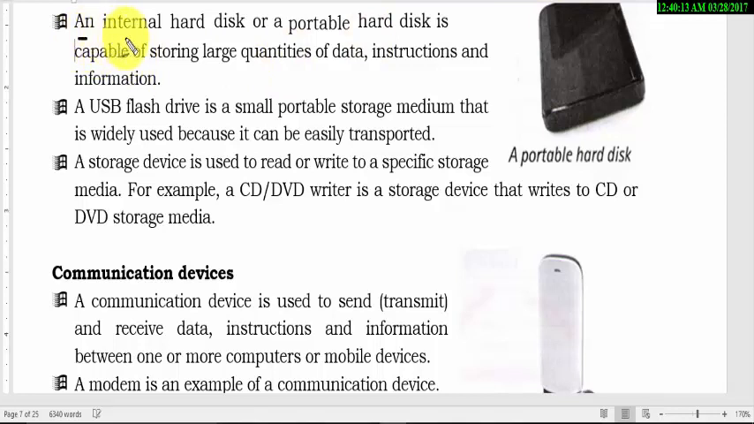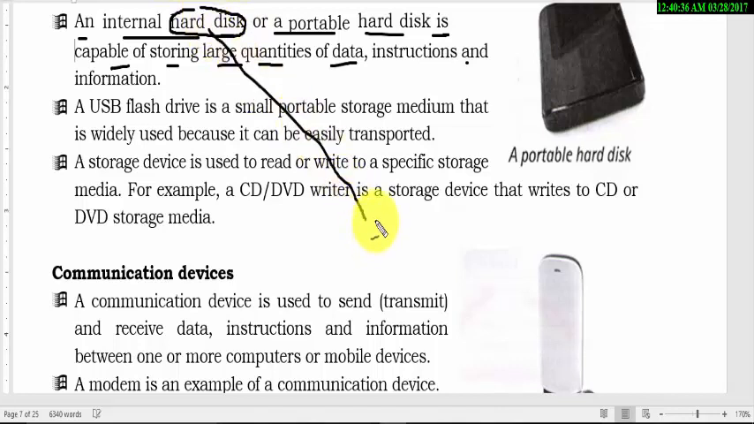So what we are saying is that an internal hard disk or portable hard disk is capable of storing large quantities of instructions. Now, an internal hard disk means the hard drive which is found inside the computer. It is called internal, inside.